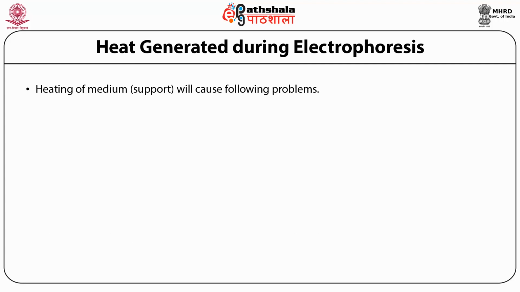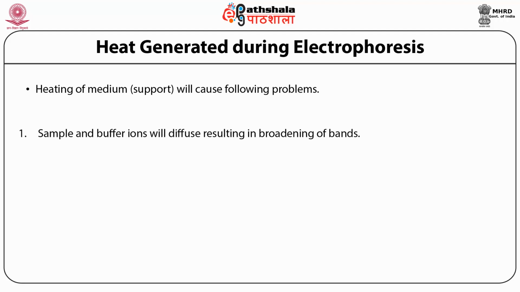As I said earlier, heat is generated during electrophoresis, and heat can significantly damage the objective for which the electrophoresis is performed. It can cause the sample and buffer ions to diffuse more when the temperature is increased, and so this will result in broadening of bands, that is, of the separated molecules in electrophoresis.